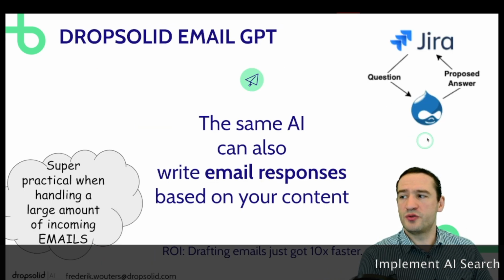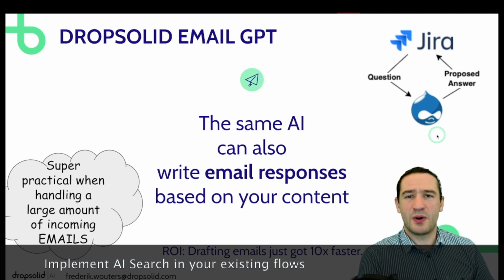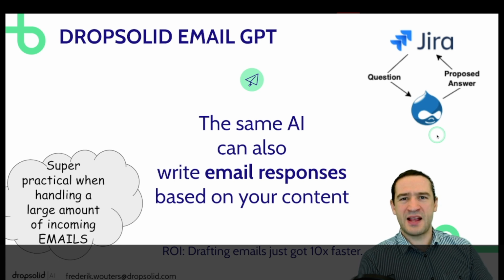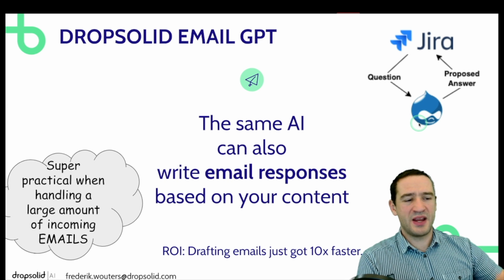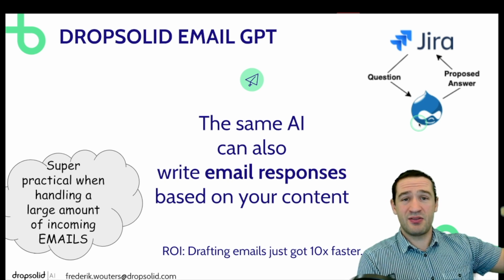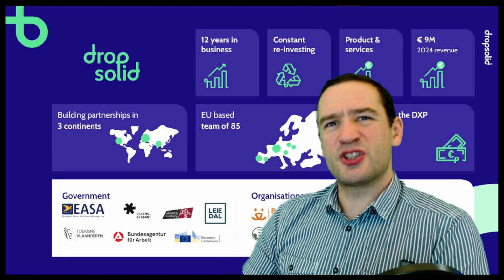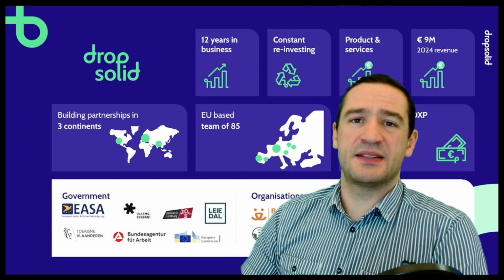Similarly, you could also implement this in, for example, a ticketing system for a contact center, where people are asking questions all the time and these contact center agents are answering the questions manually. We can already propose an answer based off of the question and the relevant content that we have in our CMS. So it's really versatile. I think AI searches will replace most, if not all, searches on most websites.